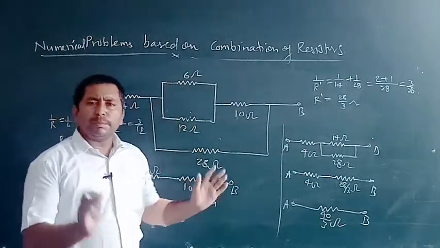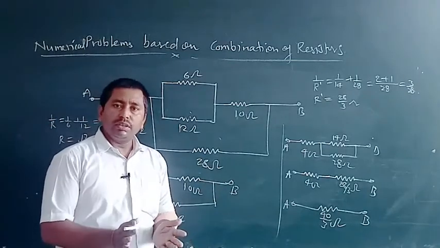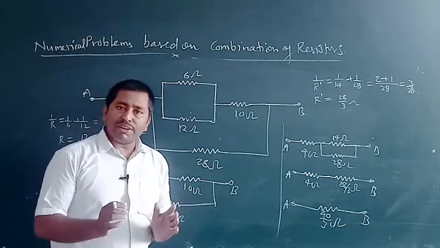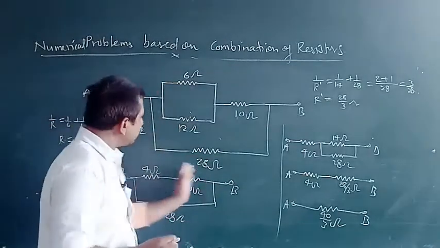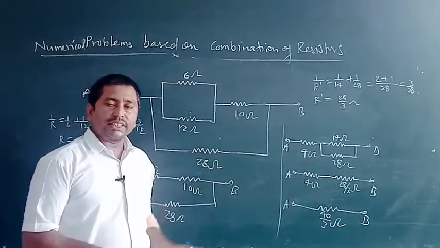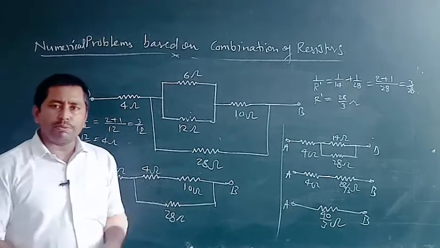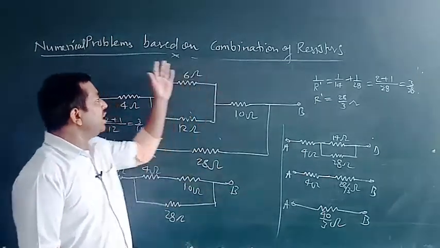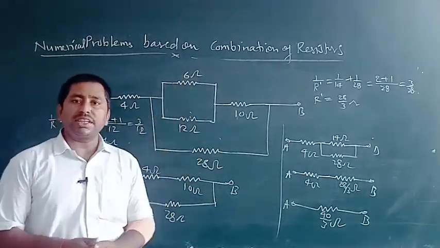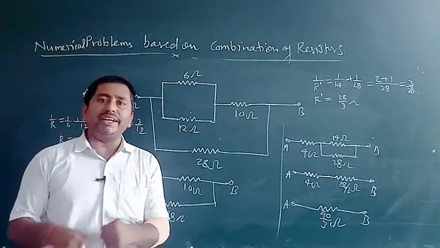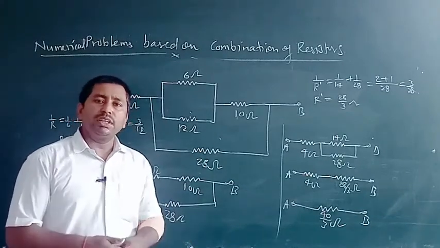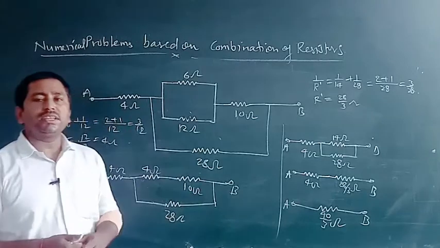So this is a particular rule by which you can simplify a given complex circuit containing resistors. Solve different types of numerical problems based on the combination of resistors given in your textbook and other supplementary books. So solve these questions.